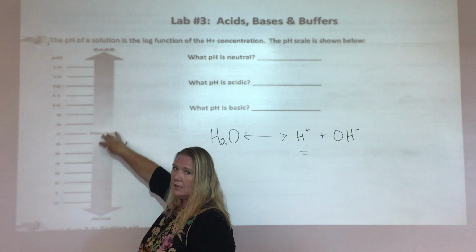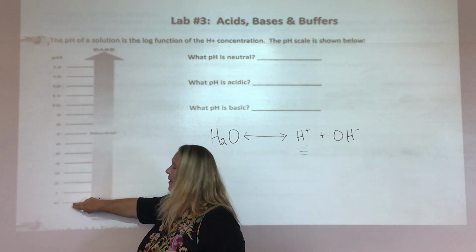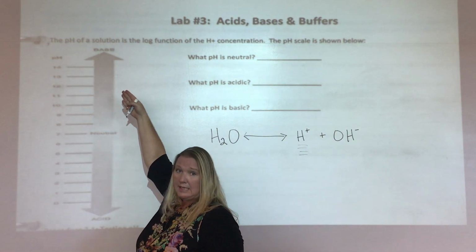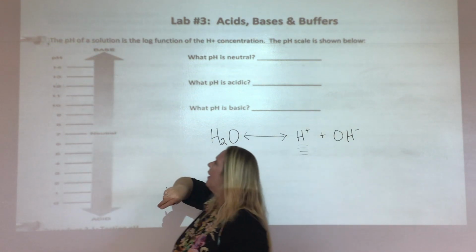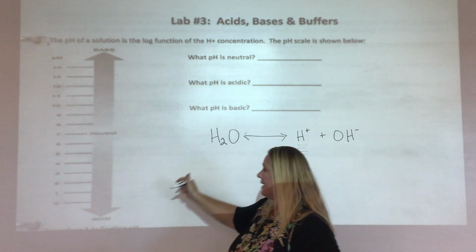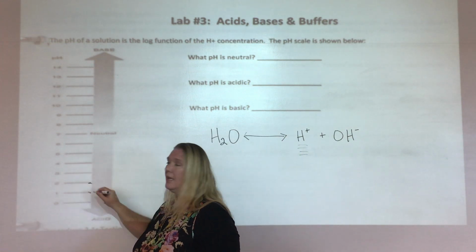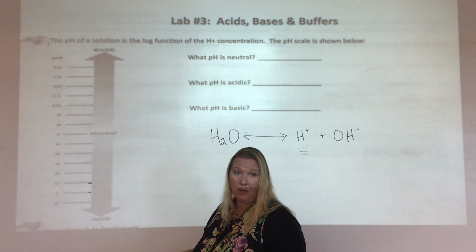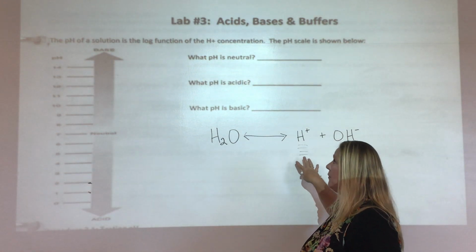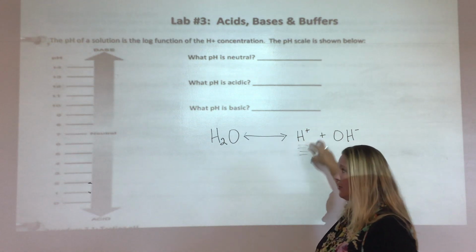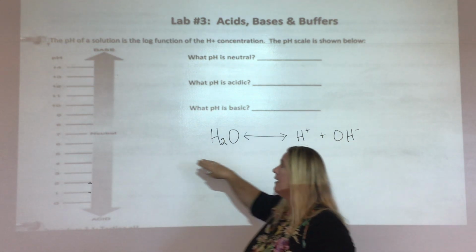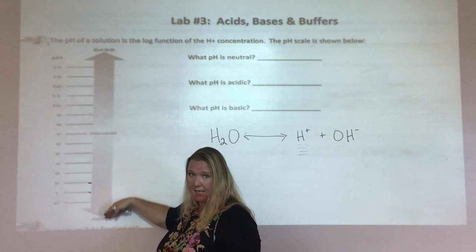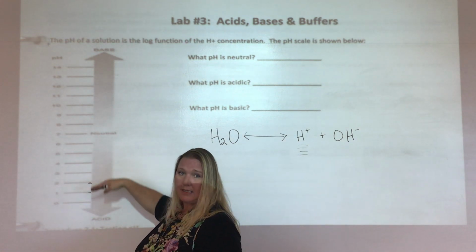When we look at the diagram in your lab, you're going to see that it's not by tens, it's by ones: 0, 1, 2, 3, 4, 5, all the way to 14. So it goes from 0 to 14. The log function says that from 1 to 2 is really a 10 times difference, 10 times more or 10 times less, depending on which way you're going. That's what we're talking about with pH: the concentration of hydrogen ions, and how many times more. So 10, 100, 1,000, 10,000, etc.